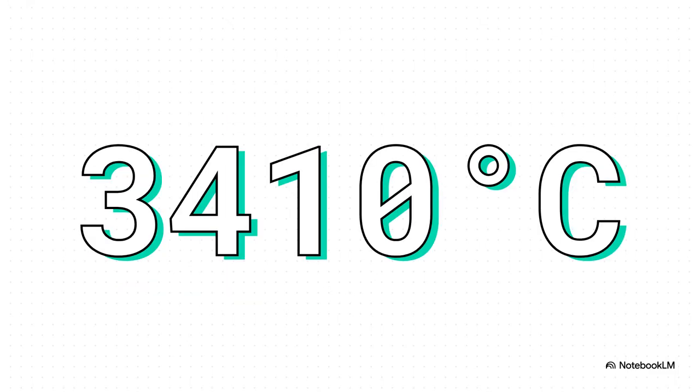What about handling heat? Check out this number, 3,410 degrees Celsius. That's the temperature it takes to melt tungsten. To put that in perspective, the aluminum foil in your kitchen gives up at just 660 degrees. This is exactly why tungsten was the perfect choice for the tiny filament in old-school light bulbs. It could glow white-hot without turning into a puddle.